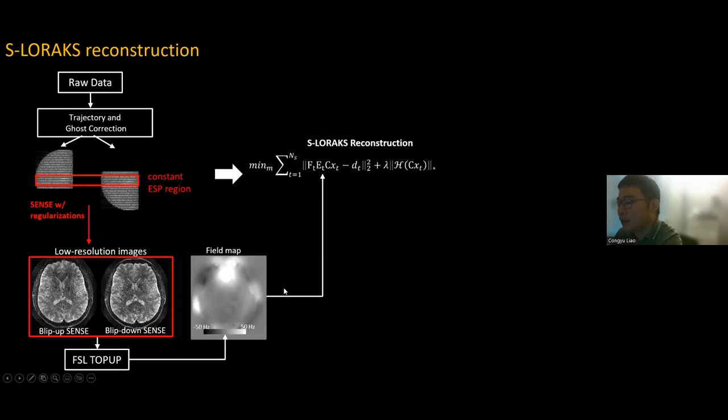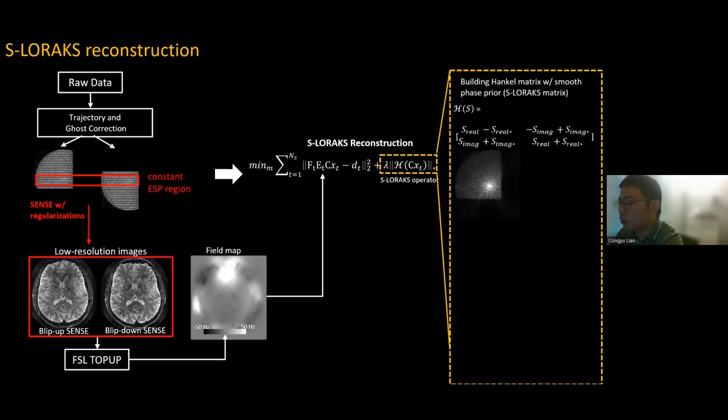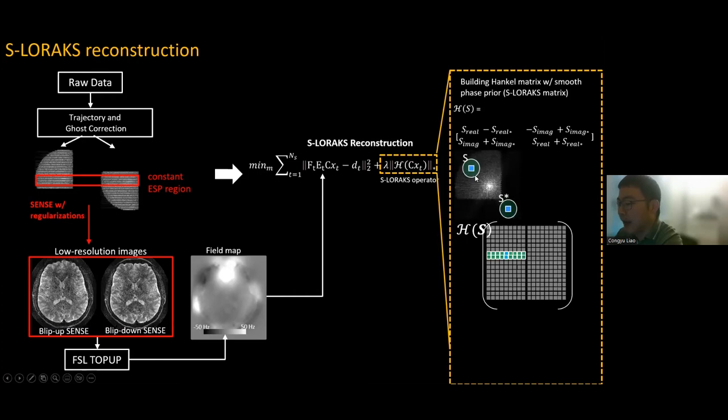Third, the estimated field map and the variable echo spacing of the circular EPI are then incorporated into a model-based joint reconstruction with a SLOREX operator across two shots. So let's look at the SLOREX operator in more detail. We go to the k-space of each shot. We look at the local neighborhood S kernel and the conjugate position of the k-space as star.